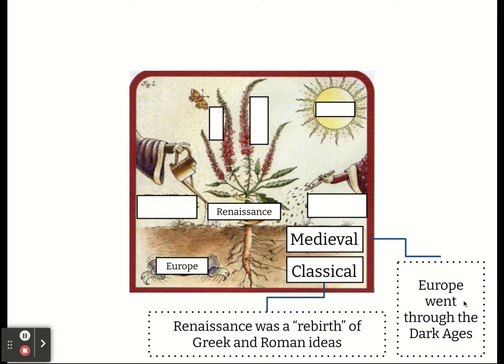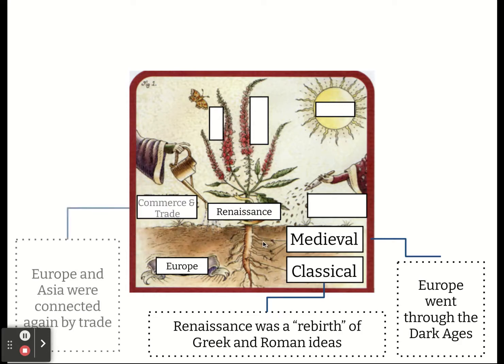And this medieval stuff, this is what we studied a long time ago. This year, Europe went through the Dark Ages. So we got classical, got medieval. Notice they are underneath the dirt. They're before the Light Ages, right? Just note. Okay. Let's keep going. Next, we got commerce and trade. Europe and Asia were connected by trade again. And we talked about the different ways that Europe was bringing it back after the Dark Ages.